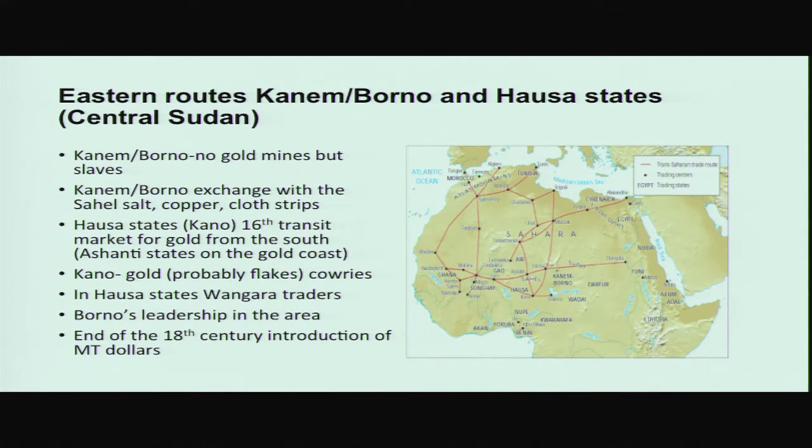So you have some local traders going to this area, but it was just a transit point for gold, especially here. And now you begin to have the rise of the city, Kano, that will become the commercial center. There was this traveler, a German sent by the Foreign Office, who called it the Manchester of Africa. Still, we have to know how it was possible, because you can see it was in the middle of nowhere.